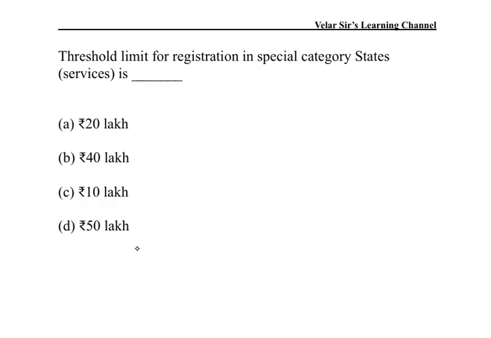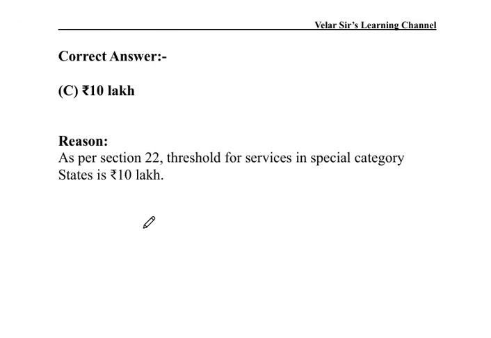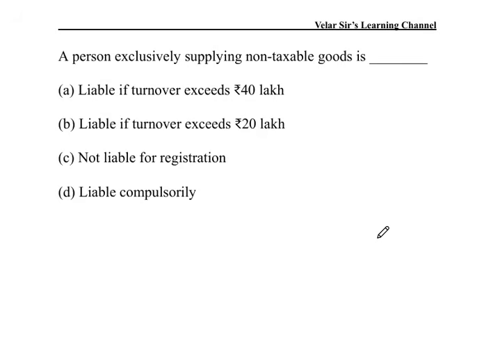Okay. Next MCQ: the threshold limit for registration in special category states for services is dash. For a person providing services in the special category states, what is the limit asked in this question? First option is 20 lakhs, B option is 40 lakhs, C option is 10 lakhs, and D option is 50 lakhs. The correct answer will be what? Rupees 10 lakhs. As per Section 22, the threshold for services in special category states is 10 lakhs.